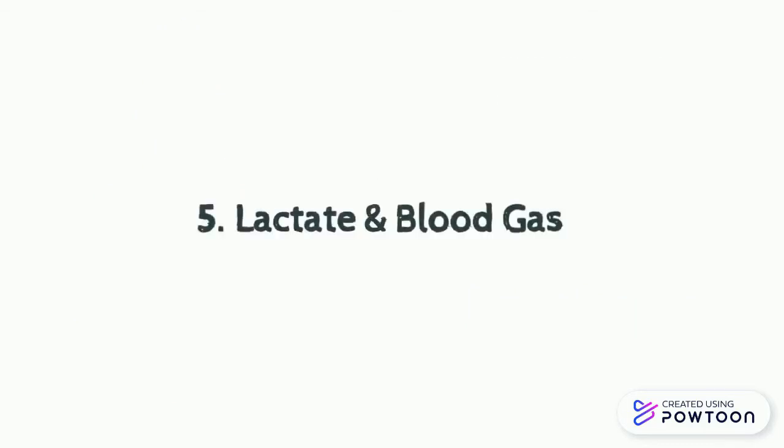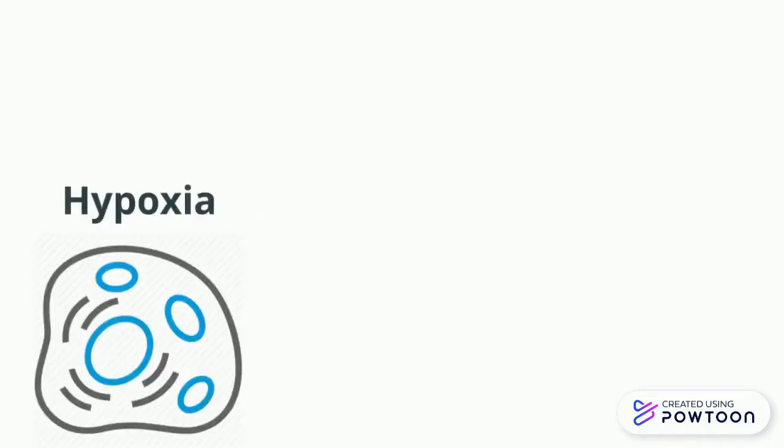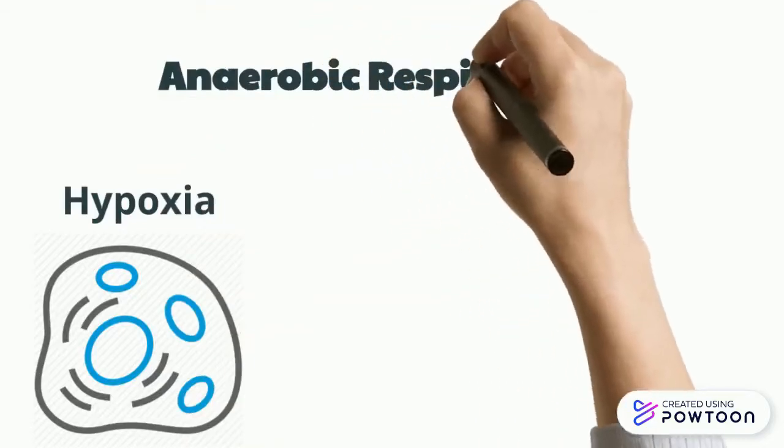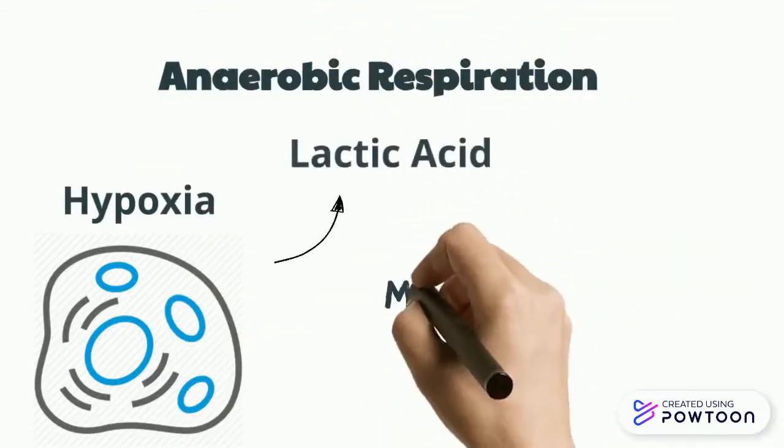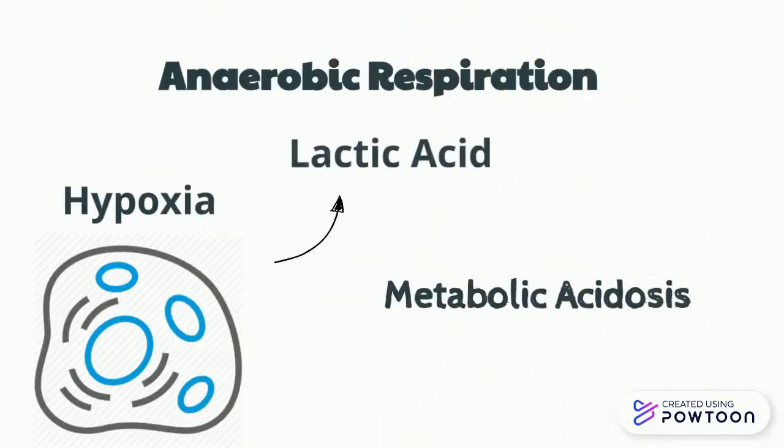Lactate and blood gases. This is to detect the presence of metabolic acidosis. If cells are undergoing hypoxia due to shock, lactate will be released because anaerobic respiration will take place. Metabolic acidosis can be interpreted from the blood gas result. In severe cases, you can even see Kussmaul breathing.